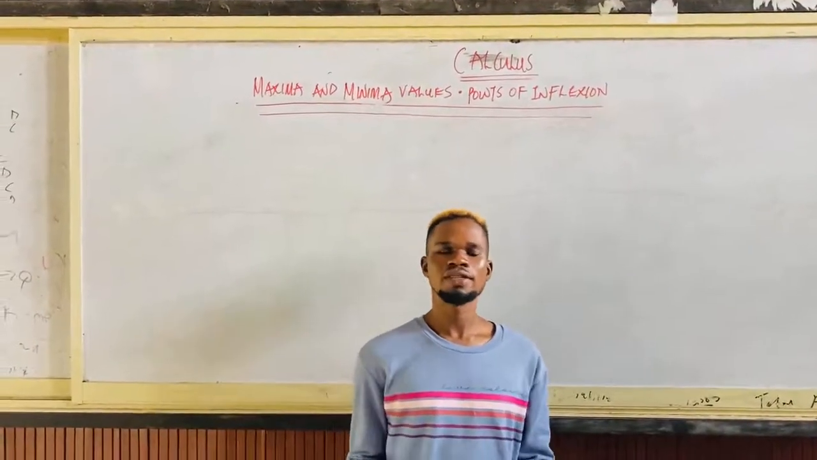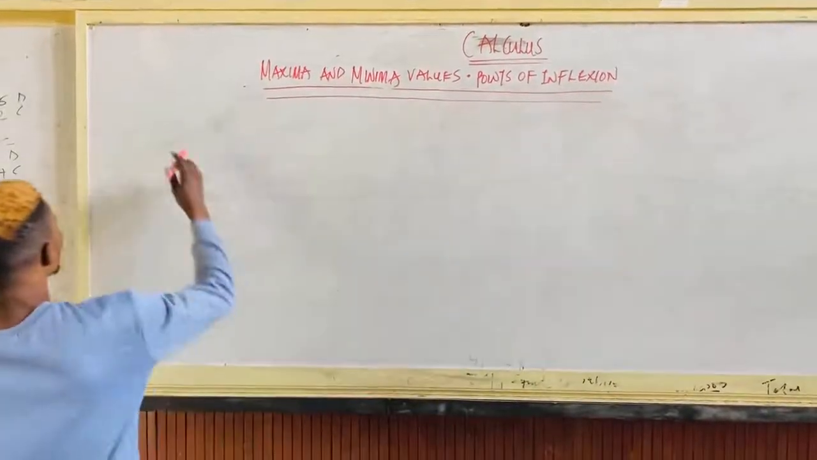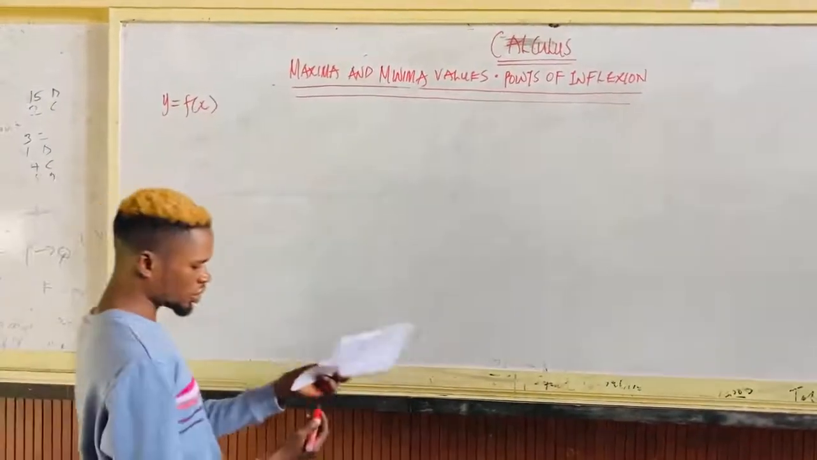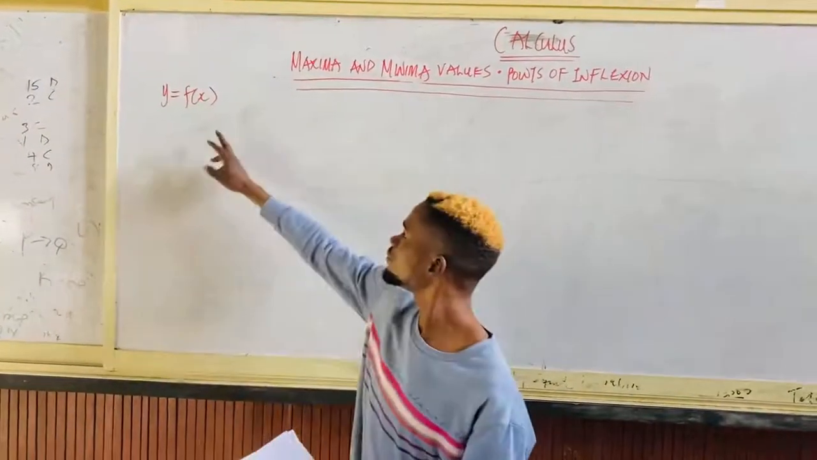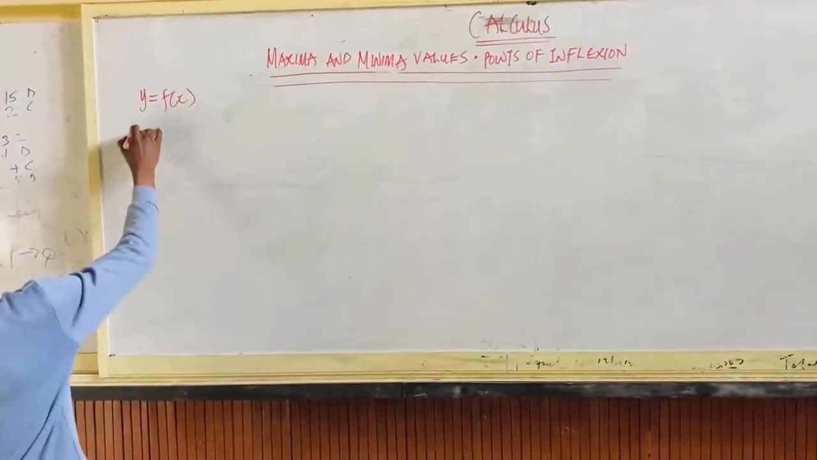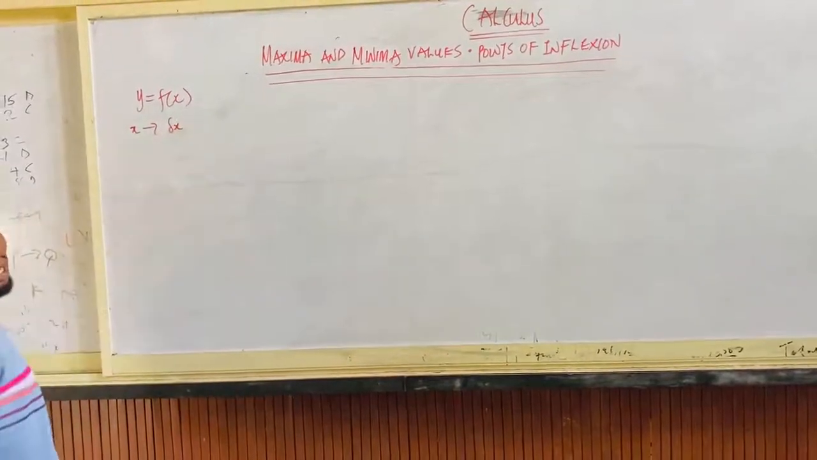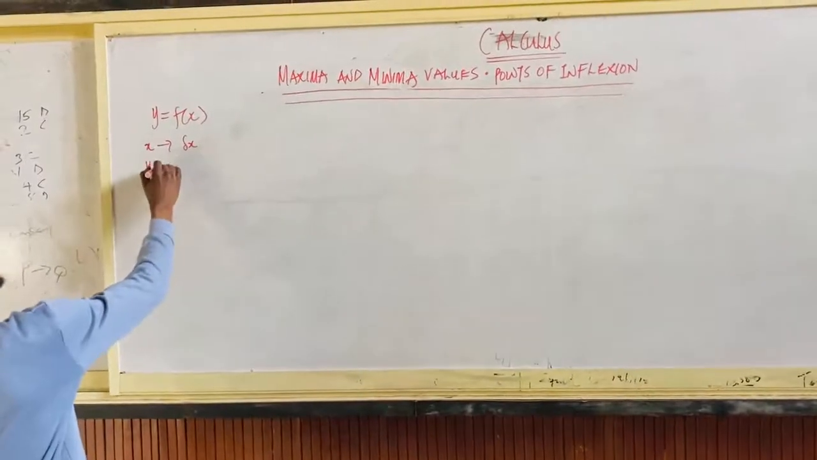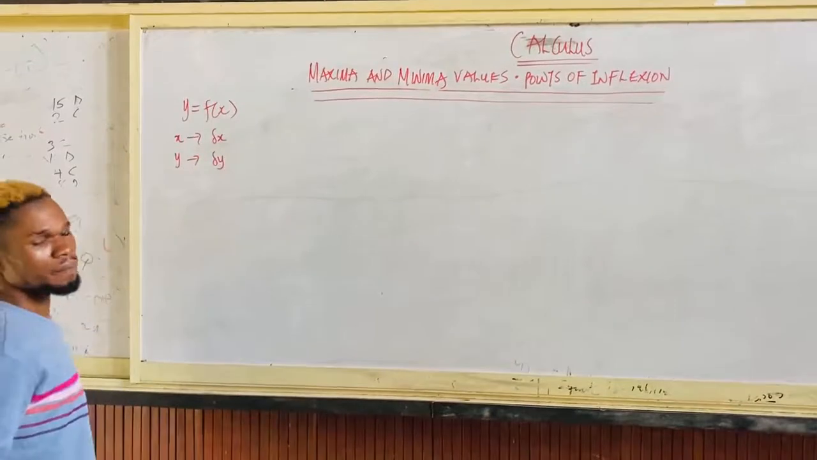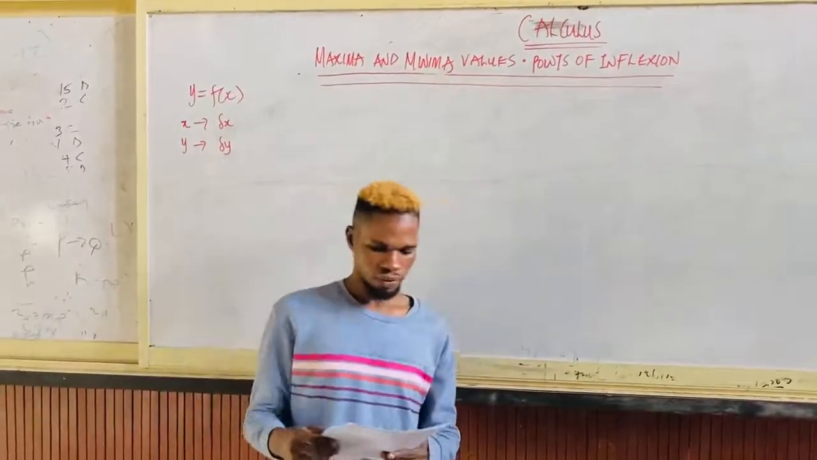Now, if y is a continuous function of x, it is a continuous function of x because if x receives an increment, which is del x, and y also receives an increment or decrement of del y, then y as a function of x is said to be a continuous function.